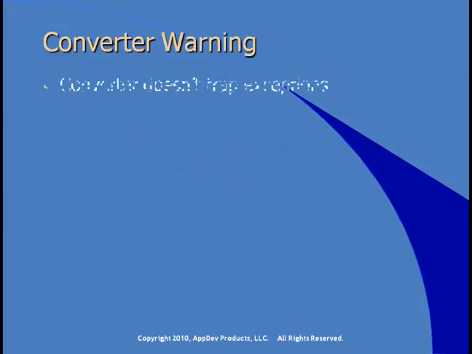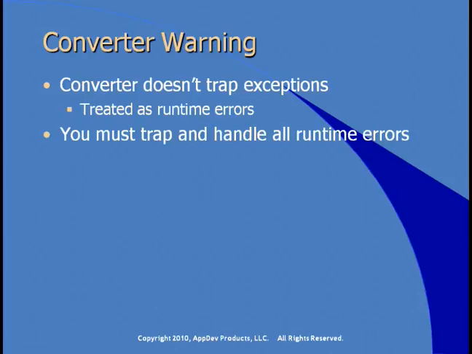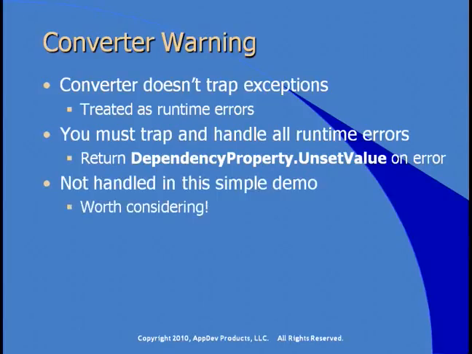Now here's a warning. The converter won't trap exceptions. They're treated as runtime errors that will be bubbled up to the topmost level. You must trap and handle all runtime errors within your converter. You could return DependencyProperty.UnsetValue if there is an error. So if it's possible that your converter might trigger an exception, you should catch the exception yourself in the converter and return DependencyProperty.UnsetValue. We don't handle this in this simple demo, but it's something that's worth considering for your own examples.